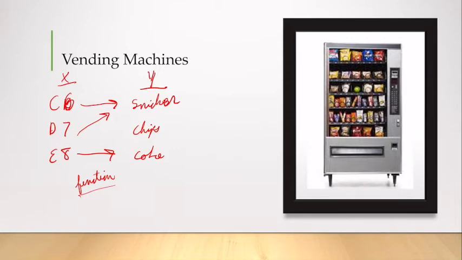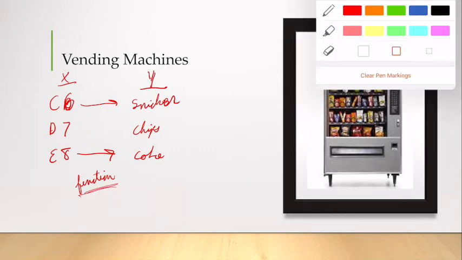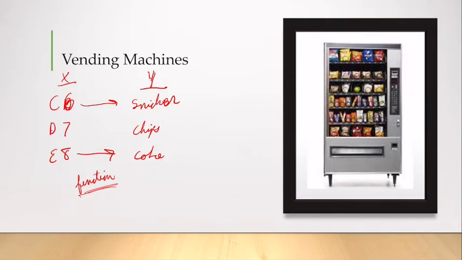When will our vending machine not function? Well, our vending machine will not function if I had C6 going to Snickers and going to potato chips. This is not a function. Why is that? Because if I was to push C6, what do I get back out? Do I get back out Snickers? Do I get back out potato chips? I don't know. So this breaks our vending machine, and therefore it's not a function. We're going to be focusing on things that are functions in this section.